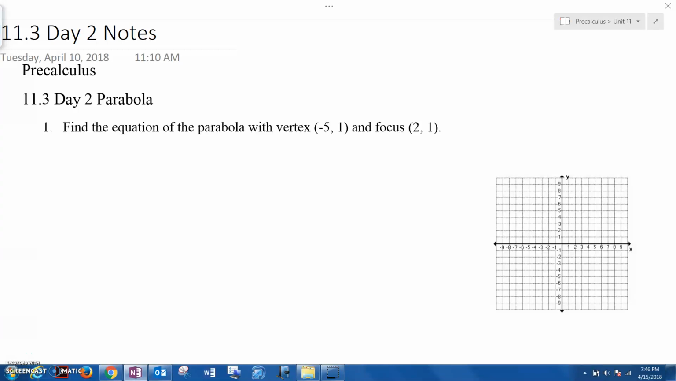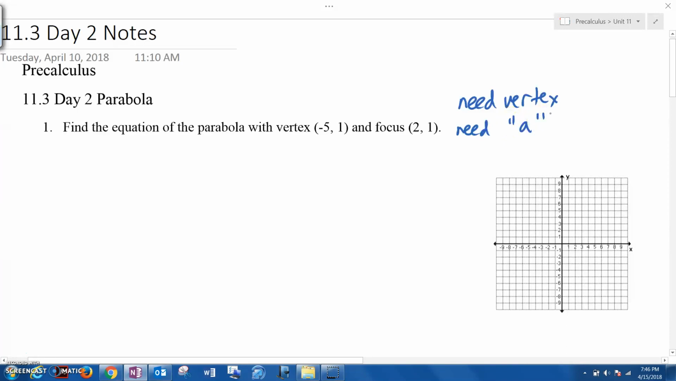Alright class, this is day 2 of Parabolas. Exciting stuff. Today what we're doing is we're trying to just figure out the equation of the parabolas with the information given. So really all you need to get an equation of a parabola is you need the vertex. So we need the vertex. And we need the a value.